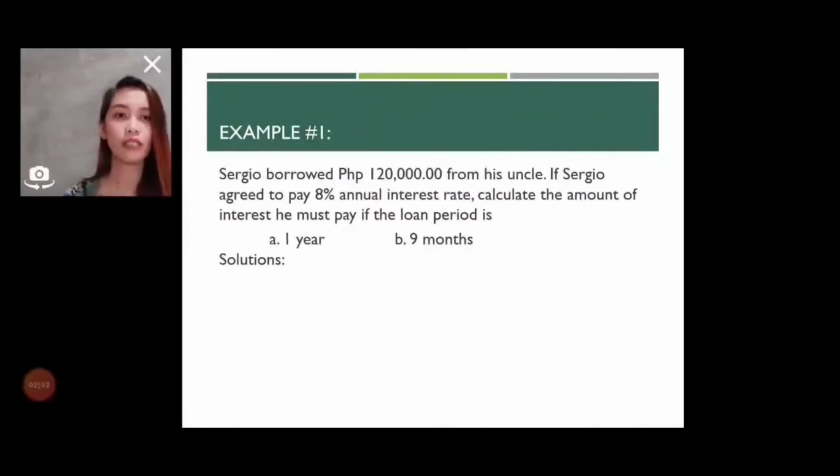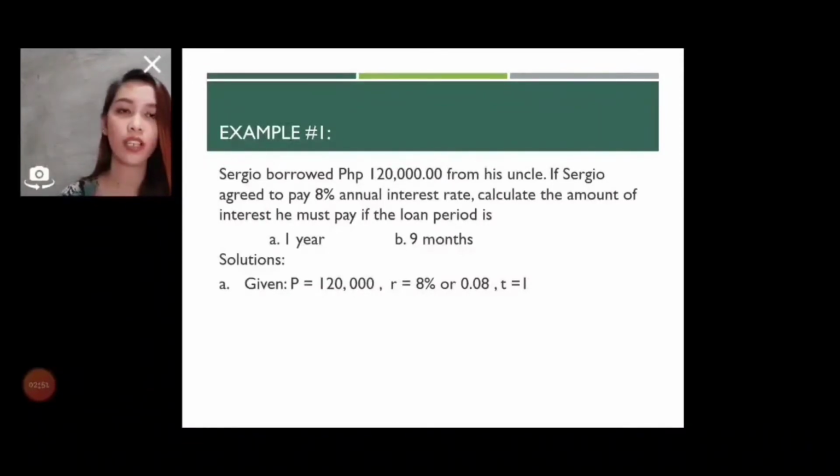So, our given for letter A: our principal is 120,000. Our rate is 8%. If we convert this to decimal, that will be 0.08. Then, our time is equal to 1 year, since that will be annually. If you see annually, that will be yearly.